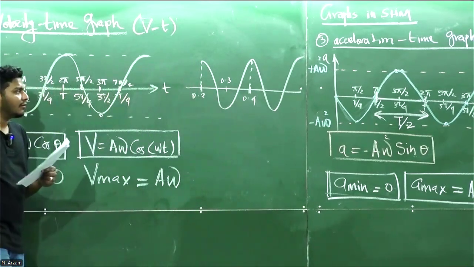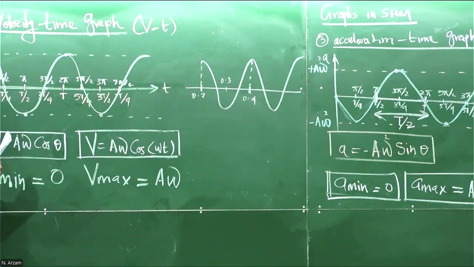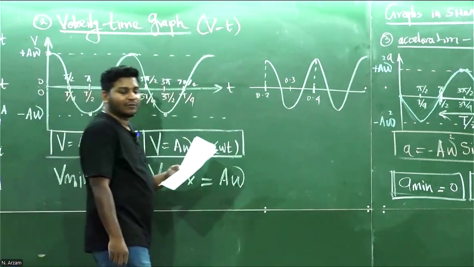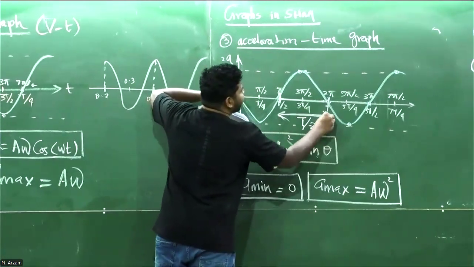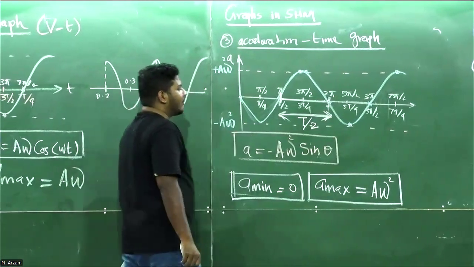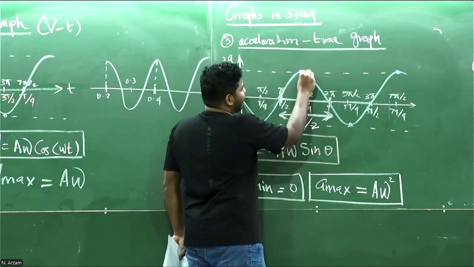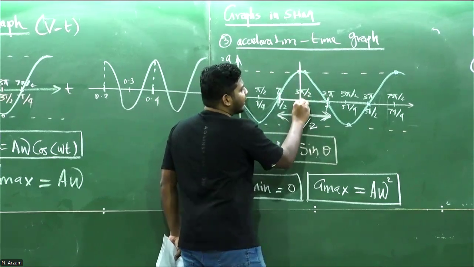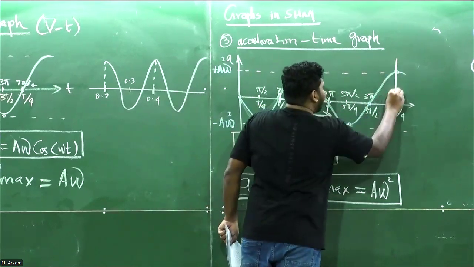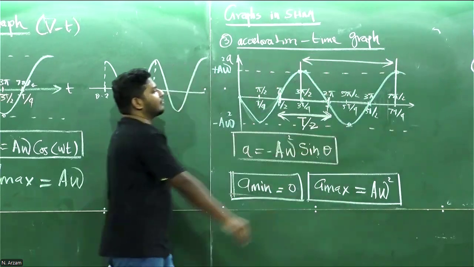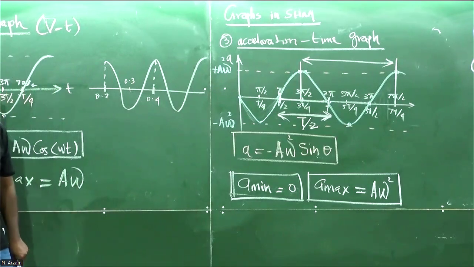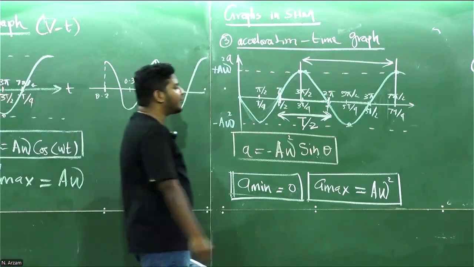Okay, now tell me, students. This is T by 2, no? You told me that this is T by 2. What about these 2 points? Look at this question. Tell me, what is the time difference between these 2 points?